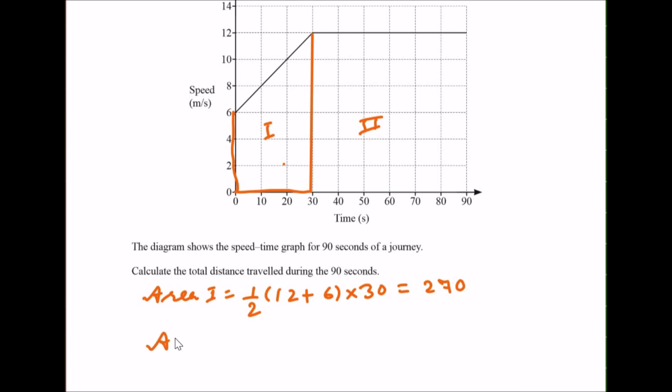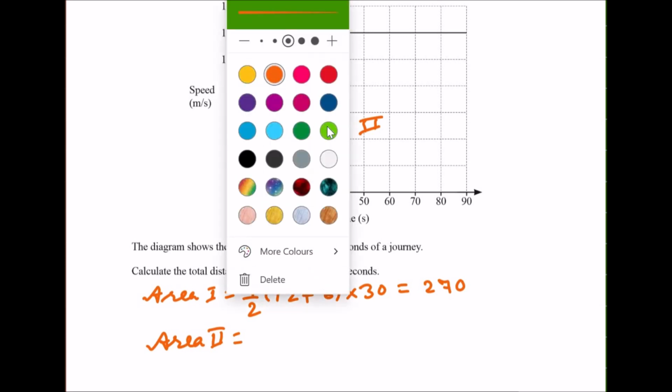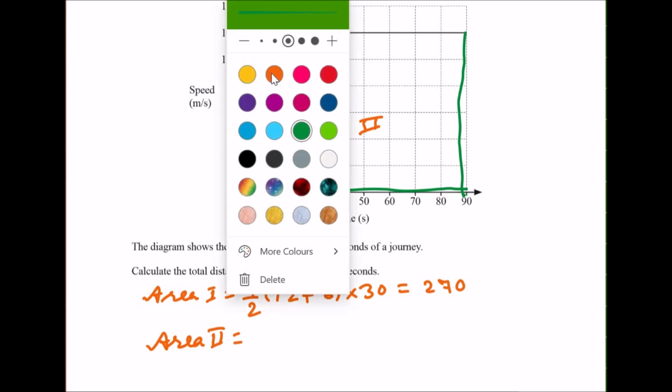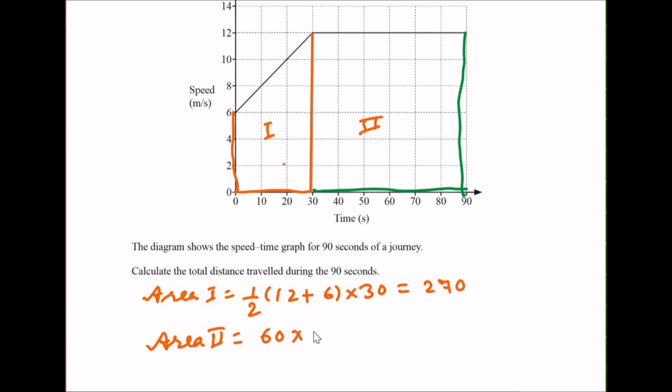Now area 2 is equal to, now here what we will be doing? Area 2 means we have to find area using the formula length into width. This is 30 to 90, means there is a gap of 60. So that means length is 60. And what about the width? Width will be from here to here, that is 12. So 60 into 12, that is 720.